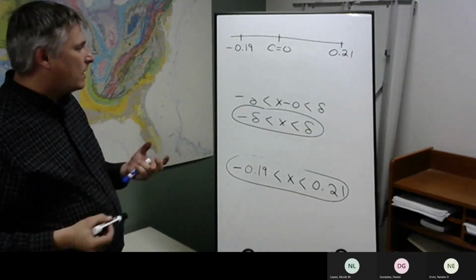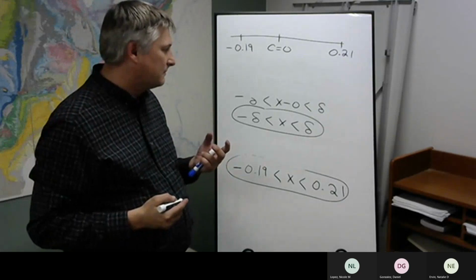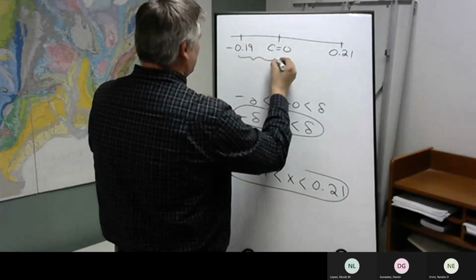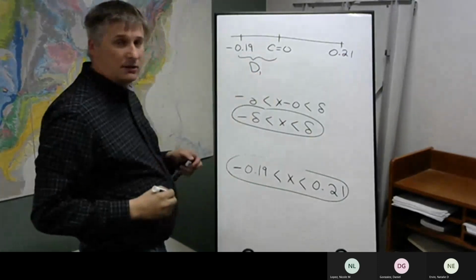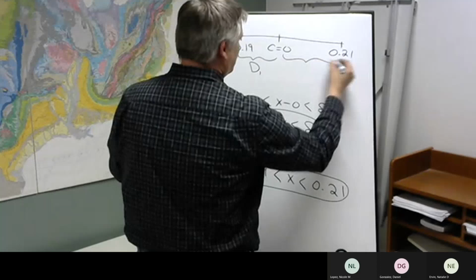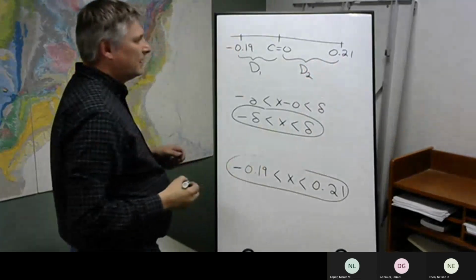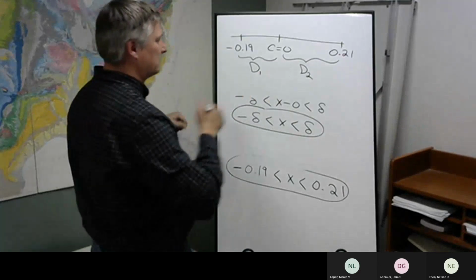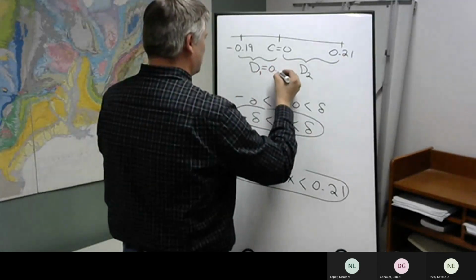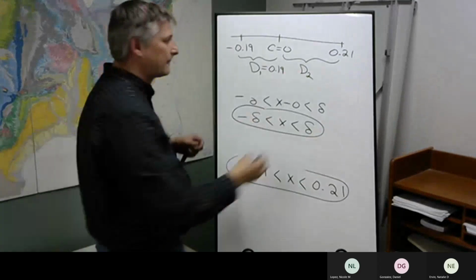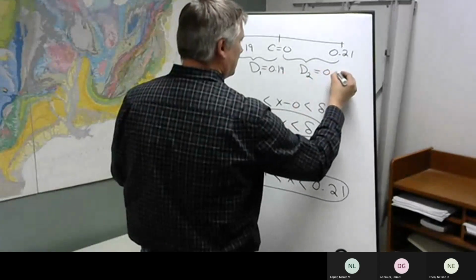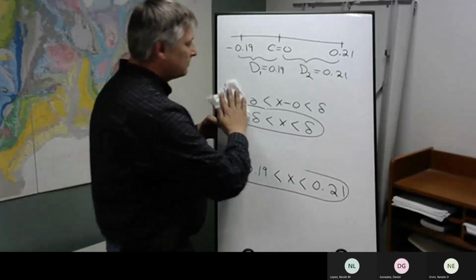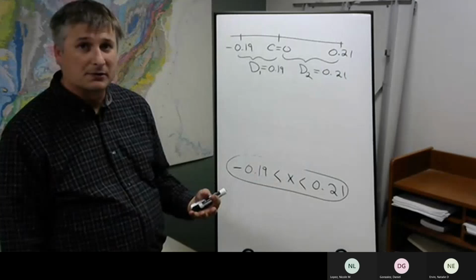Now, we want to find a delta that is, well, it's going to work. And we have a choice of 2. We have a smaller distance, d1, and a larger distance, d2. Now, I want to think in terms of distance. So the distance for d1 is 0.19. The distance for d2 is 0.21. So what we will do is just choose the smaller distance.